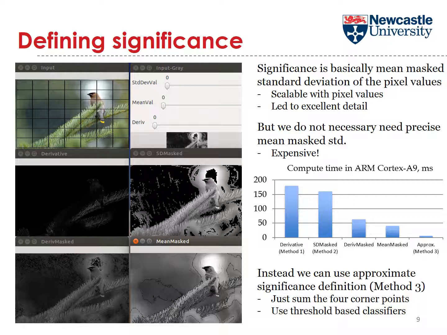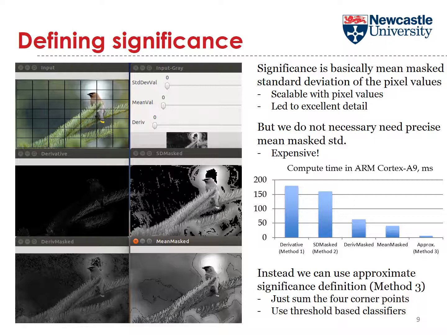Unfortunately, while looking at these definitions, we found that whether you do the derivative one or the standard deviation masked one, the amount of time you spend computing significance is quite significant. In the case of, for example, a 20 megapixel image, you're looking at something in the order of 180 milliseconds for method 1, or even 160 milliseconds for method 2, and that's not good, because you don't want to spend so much time looking into the significance in a real-time application.